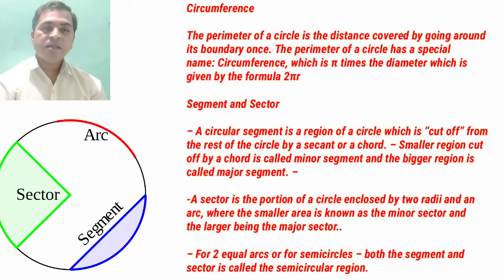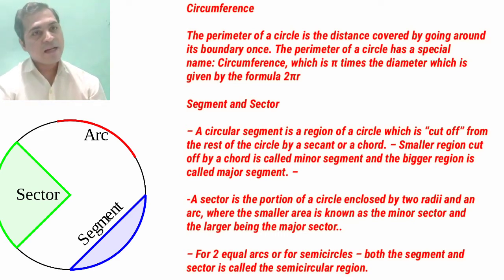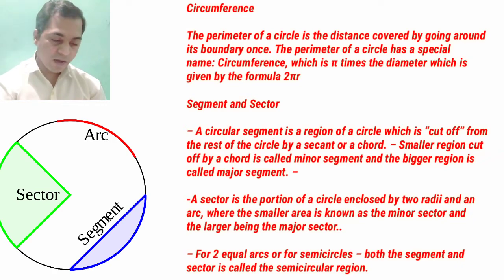Segment means the region included by a secant or a chord and an arc of a circle. Generally there are three types of segment: minor segment, major segment, semicircle segment. Similarly, there are three types of sector: minor sector, major sector, and semicircle sector, right students? Okay, now moving to the next slide about the theorem.